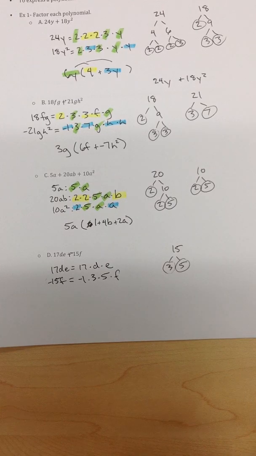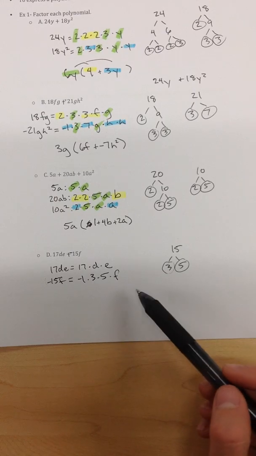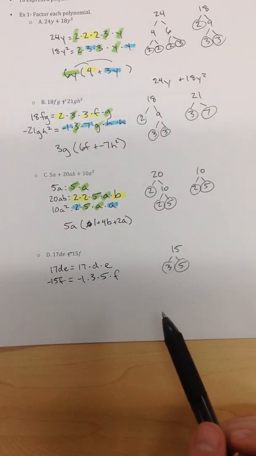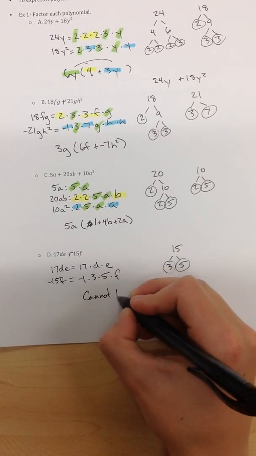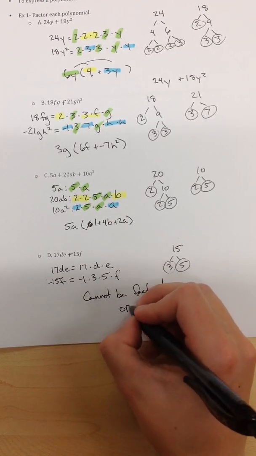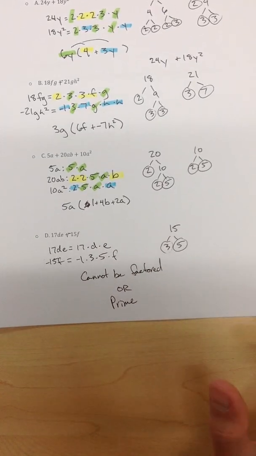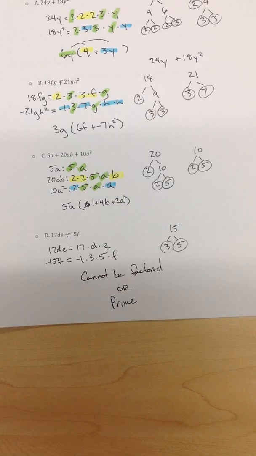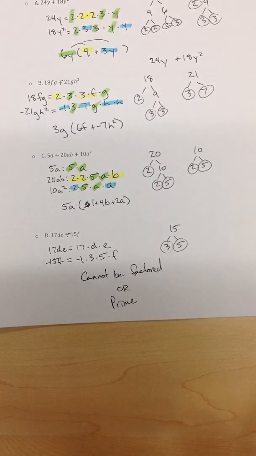All right, so now I want to see what's the same in both groups. I've got 17, d, e, and none of those things are in the bottom row. So this one doesn't have anything that I can pull out. What we put here is either cannot be factored, or you could also put prime. Either one of those would be acceptable. If you can't pull anything out and it's all basically simplified enough, you put cannot be factored, or you could also write prime.